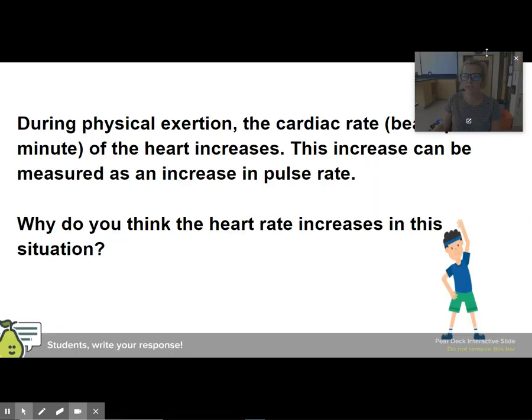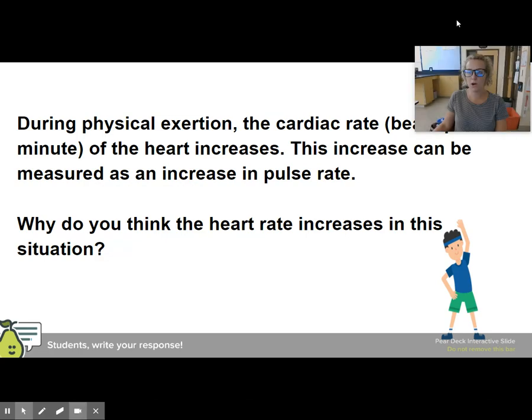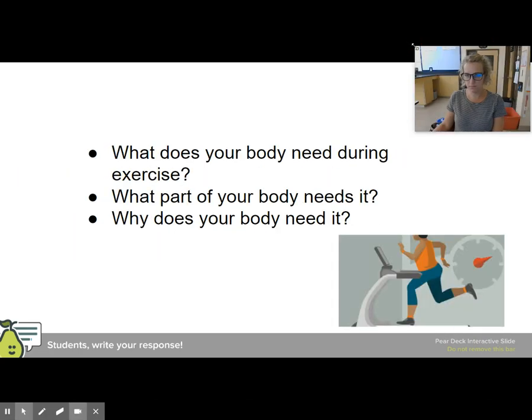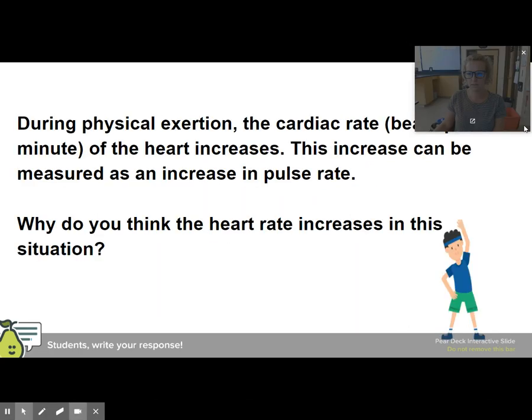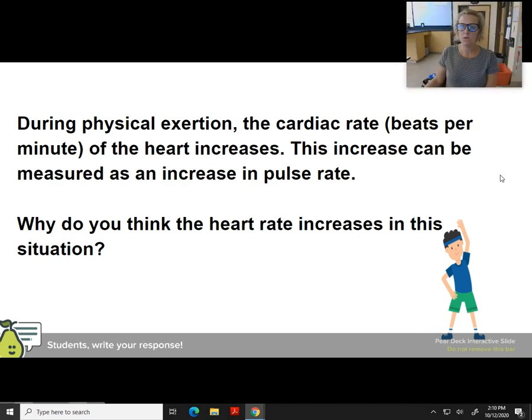So during physical exertion, so when you are working out, your cardiac rate increases. Your cardiac rate is measured as beats per minute. You can feel your heart rate both on your carotid artery here in your neck, or you can take your radial pulse, which is on the outside of your wrist, right there. We're going to be looking at that in a little bit.